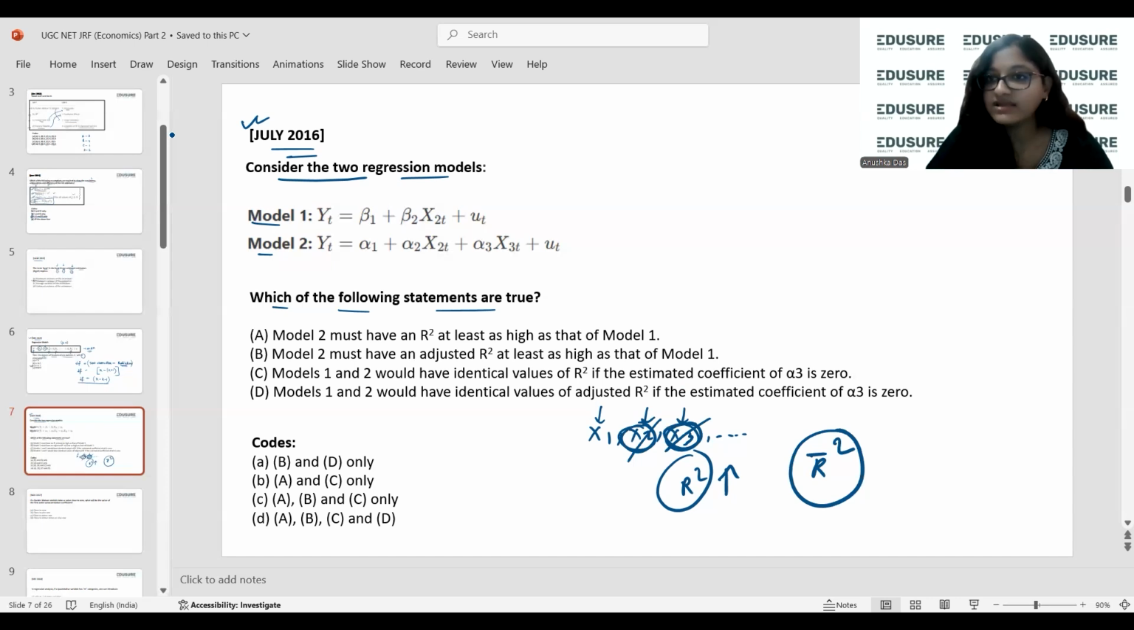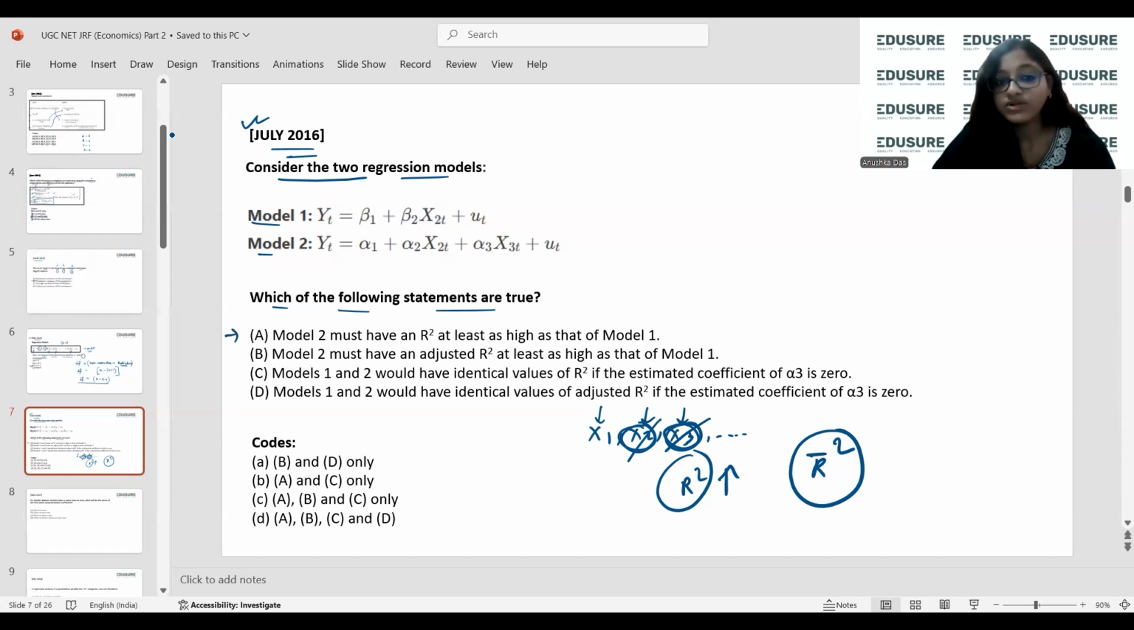So if you keep on adding new variables, R bar square might fall, right? R square cannot fall anytime, but R bar square can fall. It might capture the insignificance of your explanatory variable, right? That is the main funda of R square and R bar square. Now see which statements will be true.